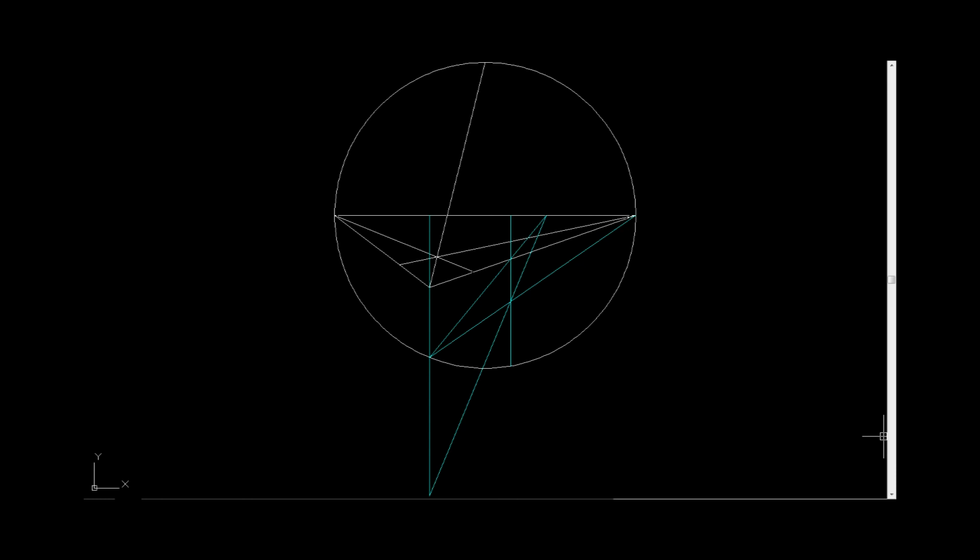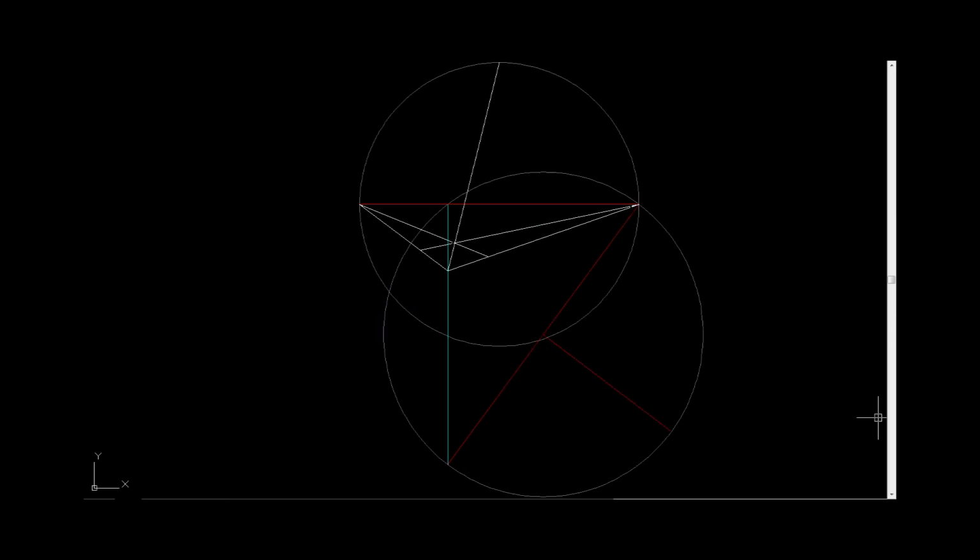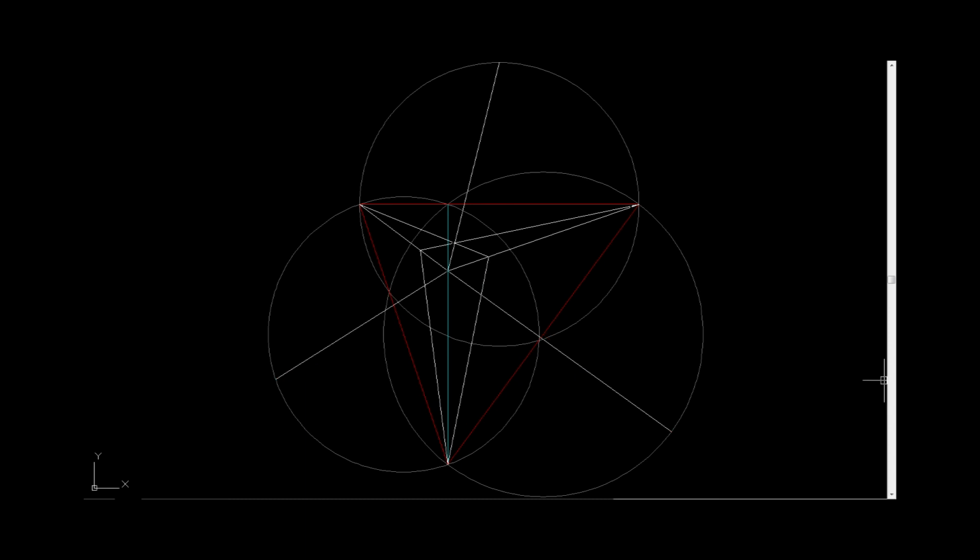Once we've located the third vanishing point, we need to trace in the false horizons between each of the vanishing points. We then need to find the quadrants of the circle to locate the diagonal vanishing point on the remaining two sides. And once we have the diagonal vanishing points, we can then complete the cube.